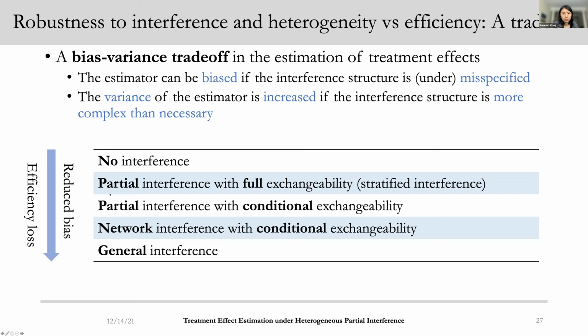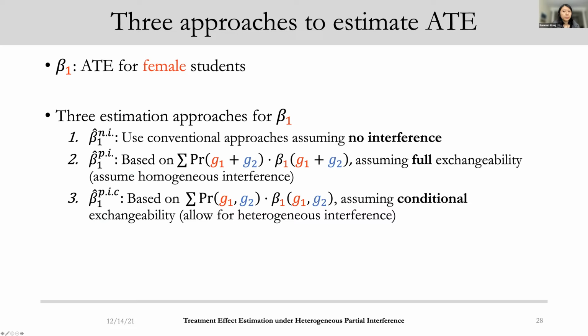So let me use an example to be more specific about the bias-variance trade-off in the estimation of the treatment effects. Suppose we're interested in estimating the average treatment effects of female students, beta 1. There are three approaches to estimate beta 1, identical to the three I mentioned in the intro part when I talked about the bias estimates of ATE. The first one assumes no interference and uses the conventional approach, the conventional AIPW.